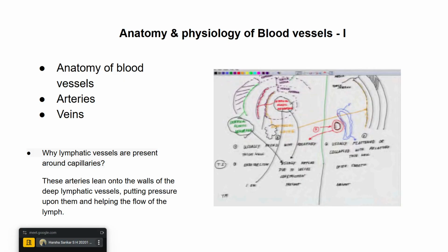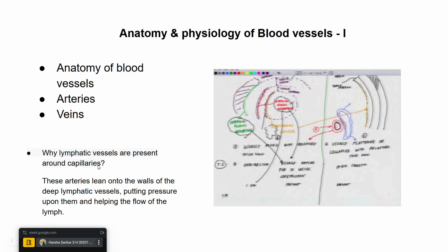There are three layers covering them: tunica externa, interna, and media. But arteries are always thicker than veins. Arteries are thicker and have some additional layers, meaning some extra covering. Veins only have these three layers, without any additional ones, and are much thinner than the arteries. Veins are often smooth, while arteries usually have a thick wall.